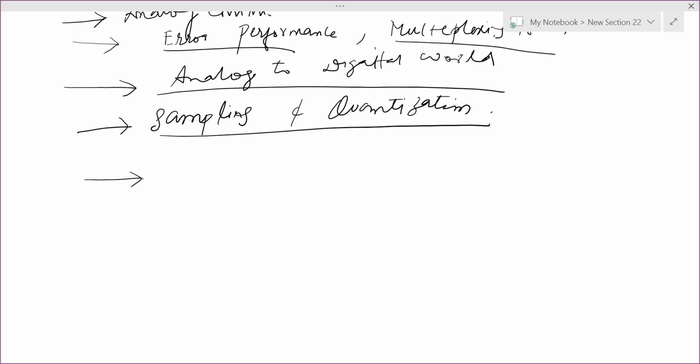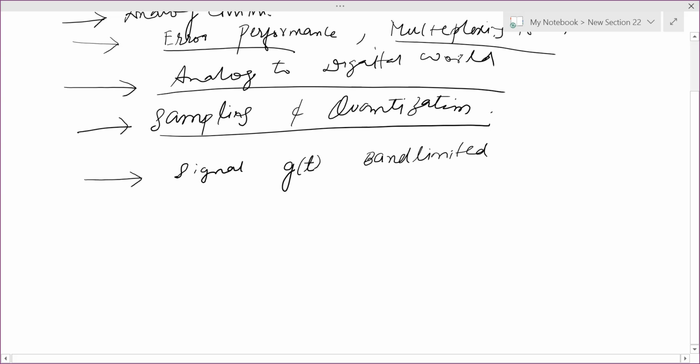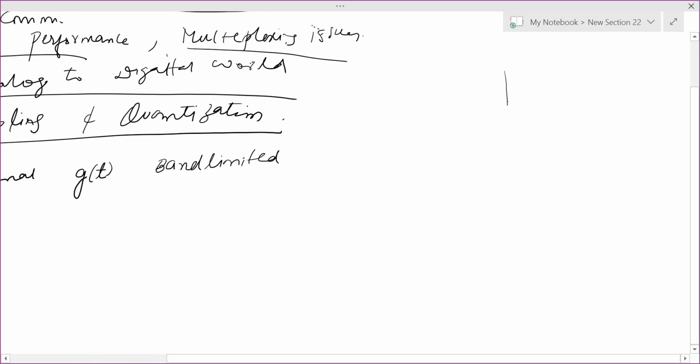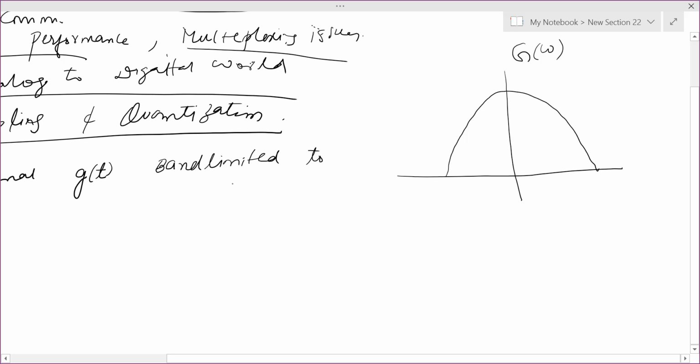Now we assume that we have a signal represented by g of t, and this signal is band limited. What do we mean by band limited? Its bandwidth is finite. The information about bandwidth is captured via the Fourier transform. If we draw the Fourier transform, it looks something like this, and it is band limited to B hertz.